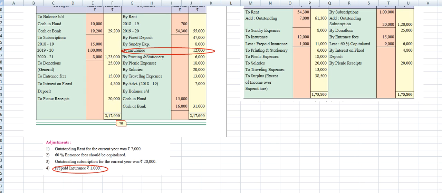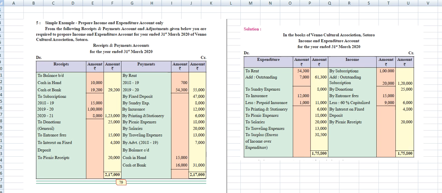Now we will see how to calculate the income and expenditure account. In the books of Vienna Cultural Association Satara, we prepare the income and expenditure account for the year ended 31st March 2020 using the receipts and payment account. First is the expenditure side on the debit side, with inner column and outer column, and income on the credit side, with amounts in the inner and outer columns.